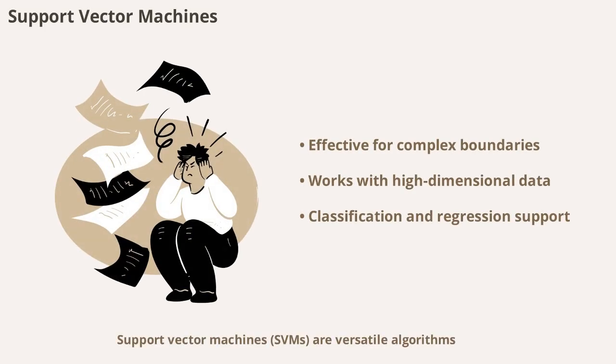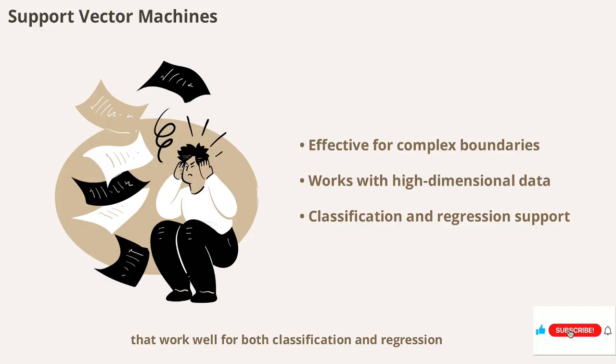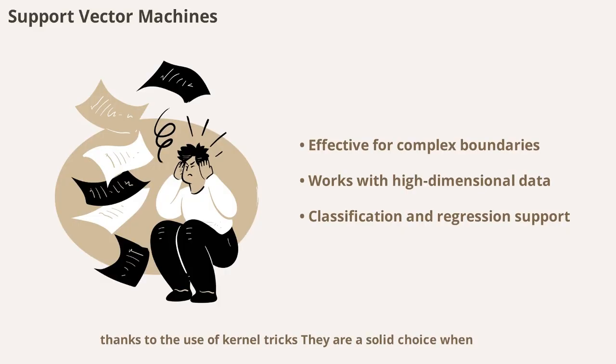Support vector machines, SVMs, are versatile algorithms that work well for both classification and regression. SVC is used for classification, while SVR handles regression tasks. SVMs are particularly effective for complex boundaries and high-dimensional data, thanks to the use of kernel tricks. They are a solid choice when you need robust performance on challenging datasets.